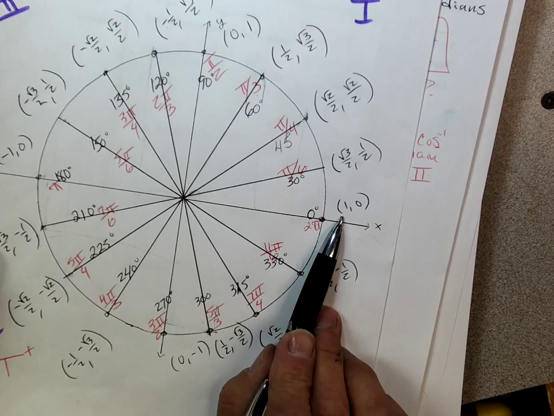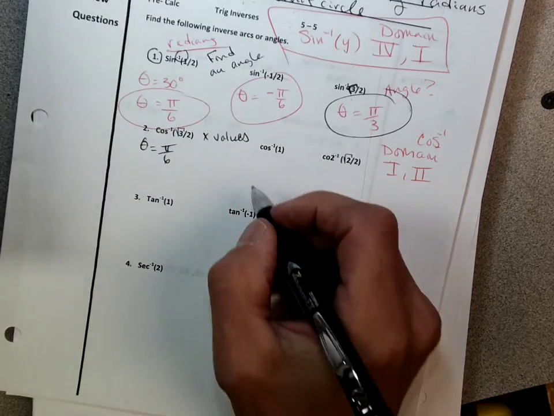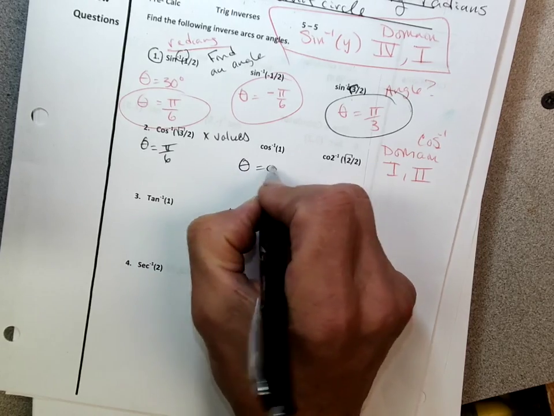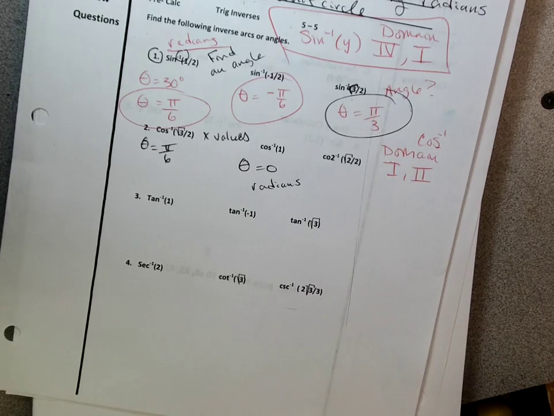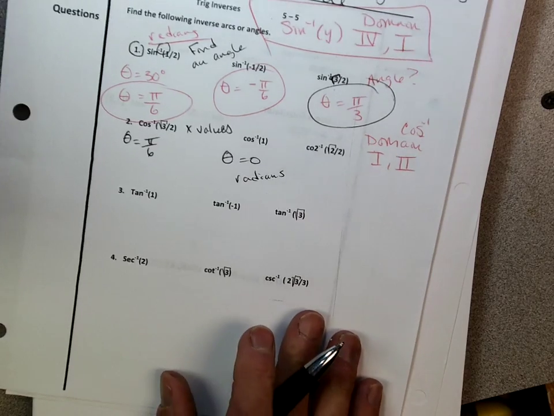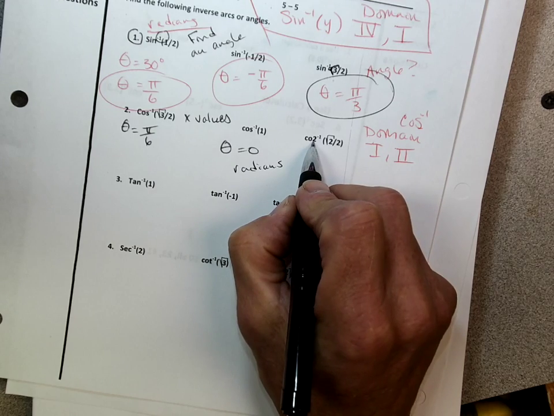There's an x value. Cosine inverse of 1 is 0 radians. Theta equals 0, and that's 0 radians. Okay, that's not 0 degrees. It could be 0 degrees, but we're not going to do dumb degrees, right? That should be a cosine. That's a typo. It should say cosine, not CO2.